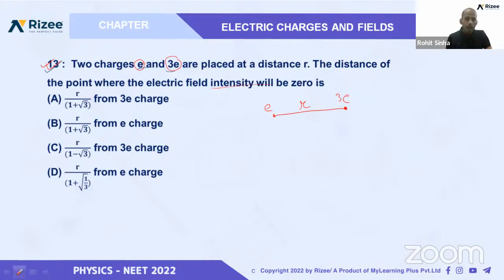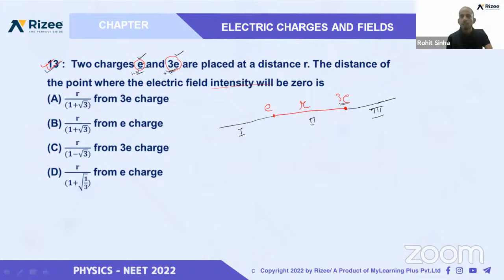Always remember, to find the point where the electric field is 0, what will we think? Since the two charges are of the same nature, either both positive or both negative, but it is not given, so we will consider both as positive. Now, we know this is greater in magnitude, 3 times this one. So when we have to find where the electric field intensity will be 0, we will see that there are three possibilities. First here, second possibility here, and third possibility is here.